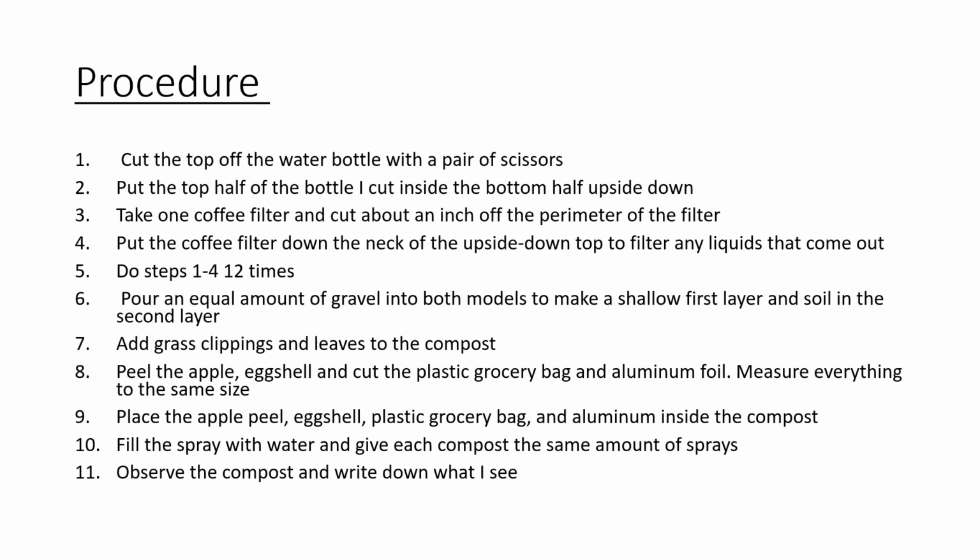And step 6, I pour an equal amount of gravel into both models to make a shallow first layer and soil in the second layer. Step 7, I add grass clippings and leaves to the compost. Step 8, I peel the apple, eggshell, and cut the plastic grocery bag and aluminum foil and measure everything to the same size. I place the apple peel, eggshell, plastic grocery bag, and aluminum foil inside the compost water bottles.